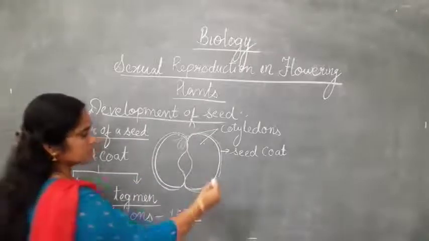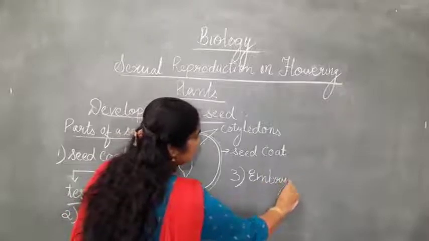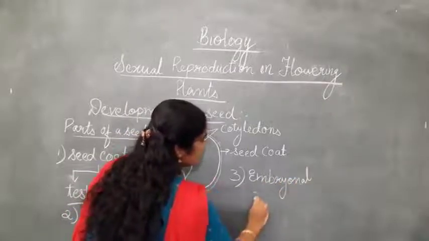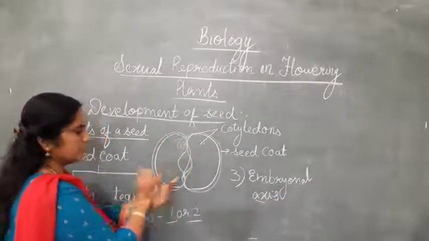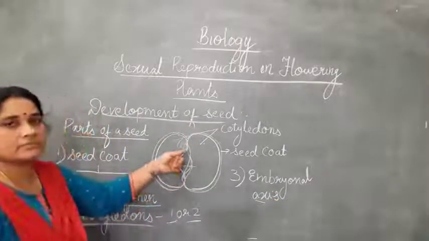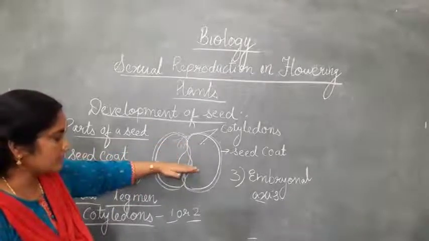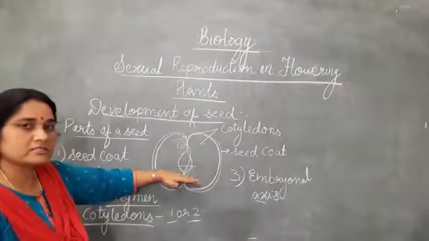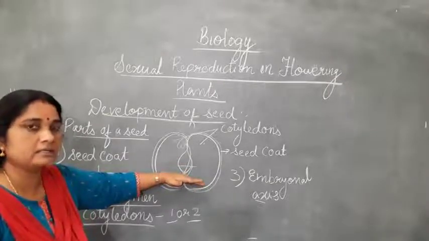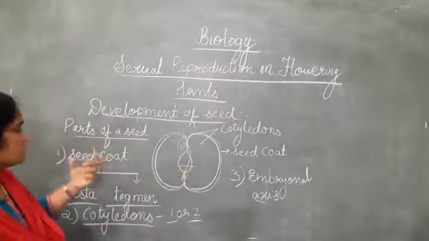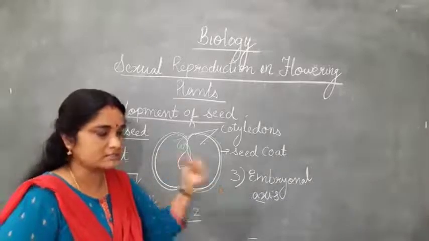The next part of the seed, the third part, is the embryonal axis, or embryo axis, which divides the seed into two parts. The part above is classified as the epicotyl and plumule with meristematic tissues, and the part below the embryonal axis is the hypocotyl, then the radicle, and then the root tip. So the parts of the seed are the seed coat, cotyledons, and embryonal axis.